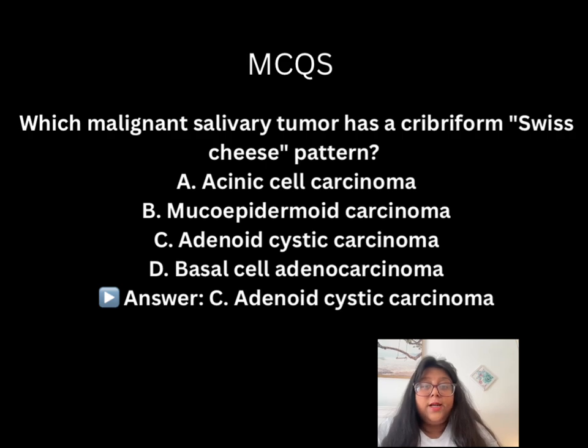Next question. Which malignant salivary tumor has a cribriform Swiss cheese pattern? I have emphasized while I was detailing adenoid cystic carcinoma that the pattern is characteristically Swiss cheese pattern or cribriform architecture. So the answer to this is C, adenoid cystic carcinoma.